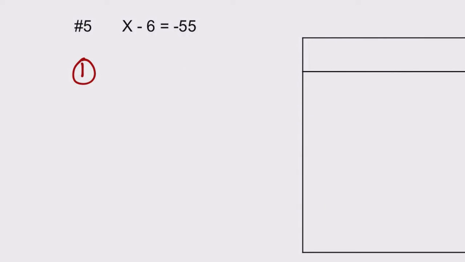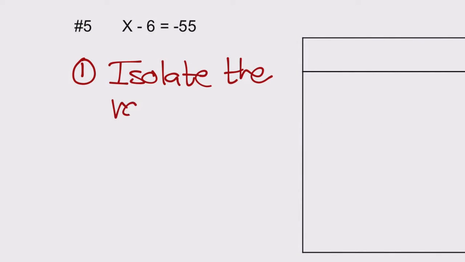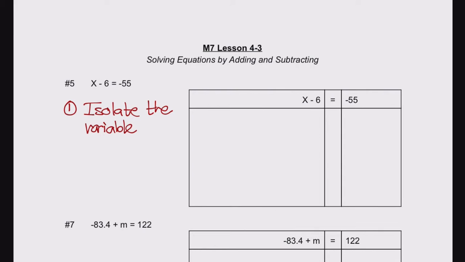Number one, we want to isolate the variable. That's what we want to do. That's our goal. We want to isolate it. We want to get it by itself. And we can identify the variable as being x right there. Okay? Now, anything that is attached to x, anything at all, we have to move to the other side of the equation.